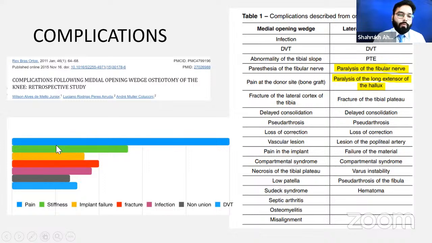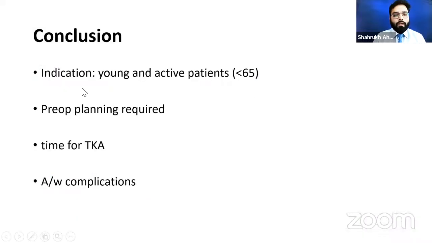The common complications are pain, stiffness, implant failure, fracture, infection, non-union, and deep venous thrombosis. The fibular or CPN palsy is more in the lateral closed wedge osteotomy. The conclusion is that the indication is in young and active patients, usually less than 65 years. Pre-op planning is required, and we can buy time for performing a TKR by doing an HTO first, and it is associated with a lot of complications also. Thank you.